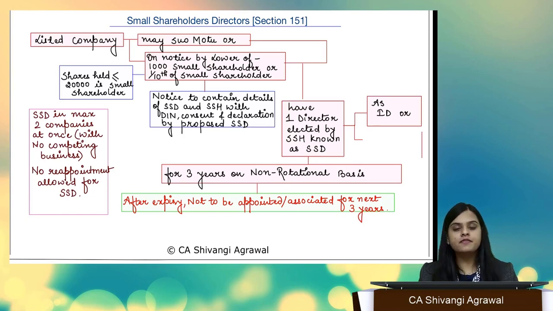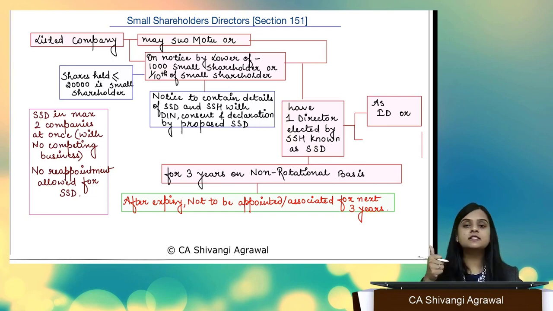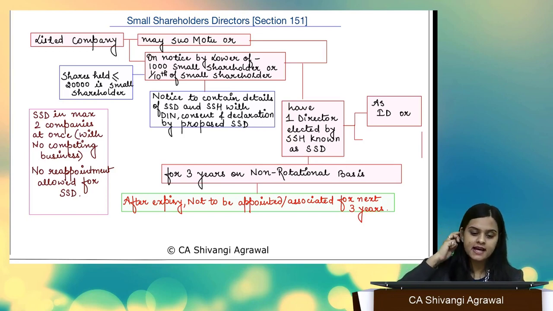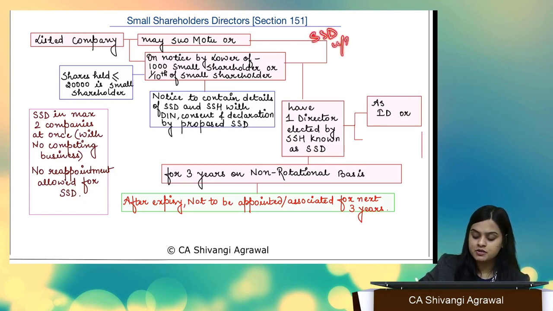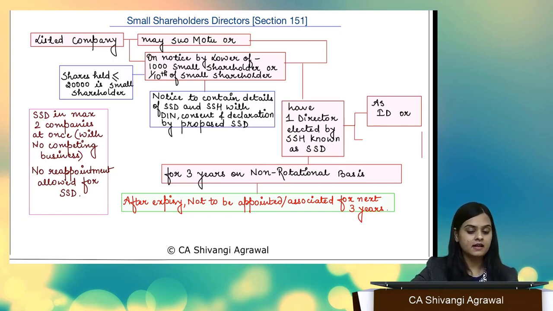fine. If a small shareholders director, someone who is appointed as SSD, is disqualified under section 164 or grounds of vacation are attracted to him, or he fails to meet the criteria of independence, he has to vacate the office. One person can be SSD in a maximum of 2 companies, but the 2 companies should not be in competing business, or their business should not be in conflict with each other, okay. And no reappointment allowed, that is something that I've already told you. SSD can be removed under section 169. This is something which is allowed. SSD can be removed under section 169, right?